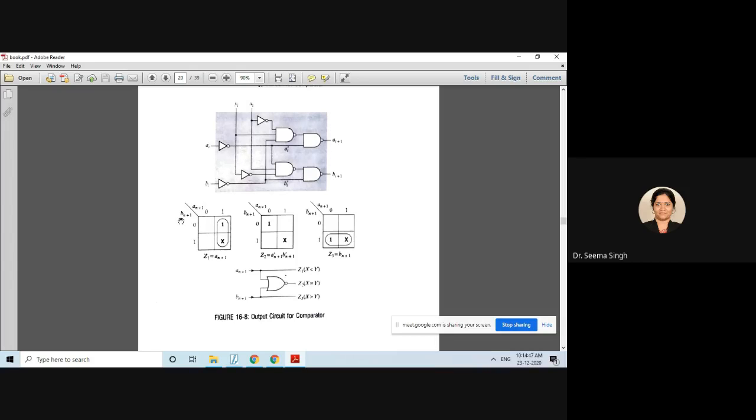Here they have written n now. That is not a problem. It may be i, n, anything. So what it is trying to tell here is that when a is greater than b. So this is this case.